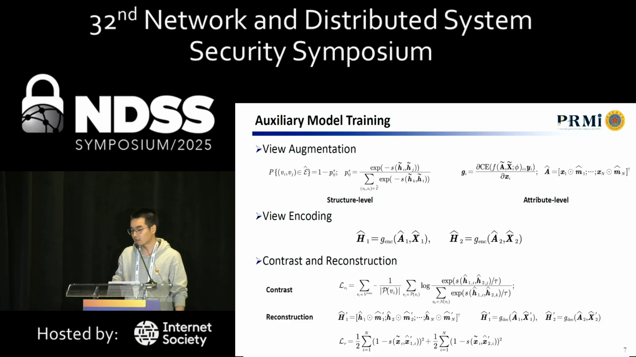And finally, in contrast and reconstruction, beyond the conventional contrastive learning loss function, we introduce representation augmentation and reconstruction loss to reduce false negatives. And this enhances the connection between the attributes and their representations.